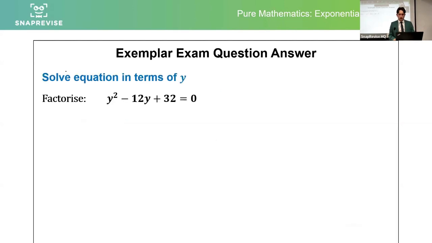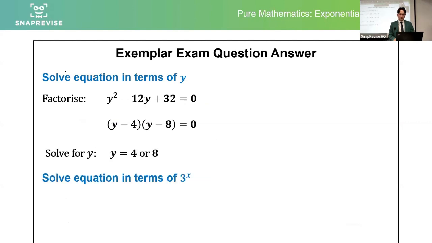Now, solving the equation in terms of y, solve the quadratic as you would. This one happens to factorize. So we can deduce that y would equal 4 or 8. And then solve the equation in terms of 3 to the x. So you can either put it back in that factorized form or actually just say, well, 3 to the x needs to equal 4 or 3 to the x equals 8. And so from there, we can go on to solve the final part of this using logs base 3.